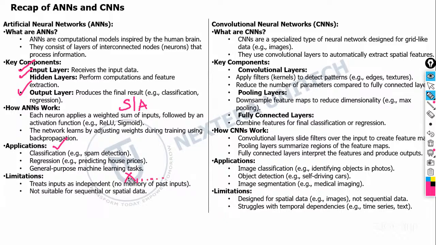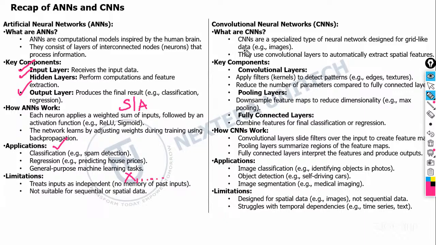And this ANN is not going to keep any memory of the past data. So no memory will be stored with respect to the inputs. And it is not suitable for sequential data or spatial data, if you have images, videos. So we understood why ANNs are not suitable for sequential and spatial data. We have understood, right? Yes.